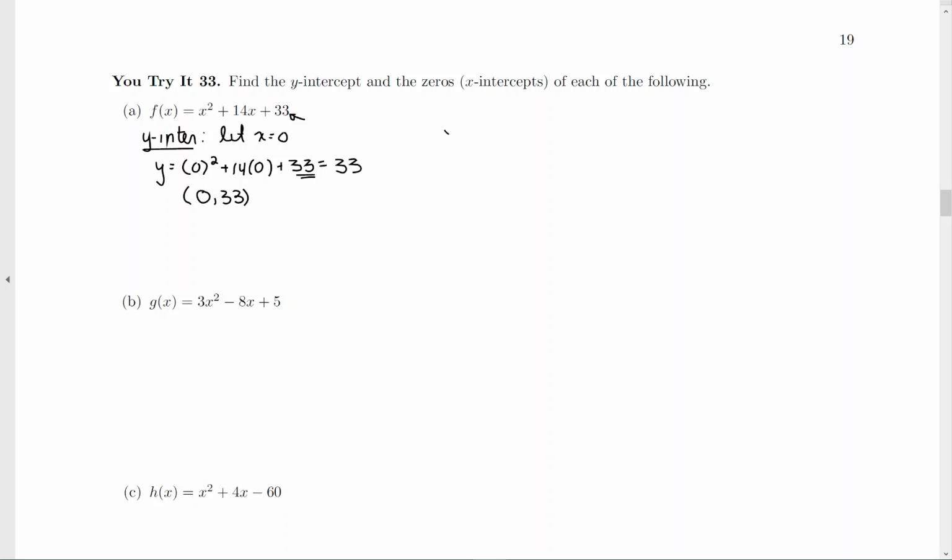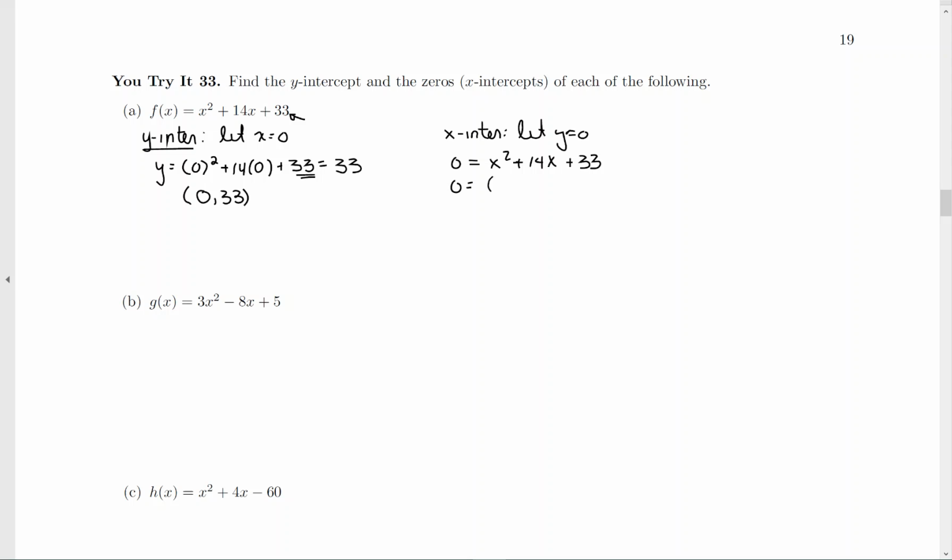To find the x-intercept, I'm going to let y equal 0 and do algebra. So I'm going to have f of x is 0 equals x squared plus 14x plus 33. And I can't get the x by itself. A lot of times students will want to subtract 33 and try to do some sort of factoring there. And in order for you to factor, it's got to be set equal to 0.